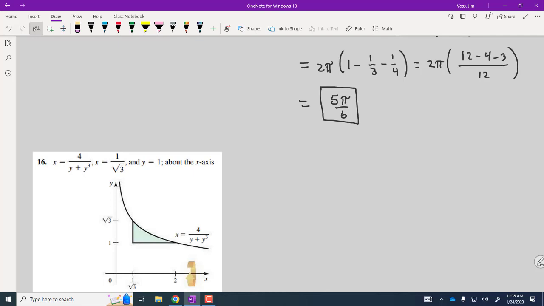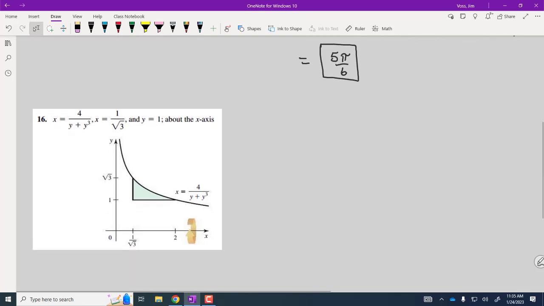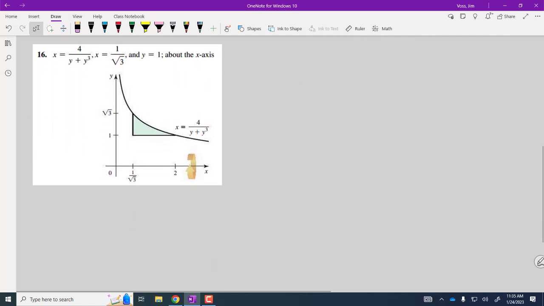All right, so we have another one. This one looks like it's a little more complicated. We've got this function. They've already presented it as an x value for us, which is convenient because we are going to use a horizontal element if we're going to create a shell. The radius of the corresponding shell is that distance. The height of the shell is this distance here. That's the height of the shell.